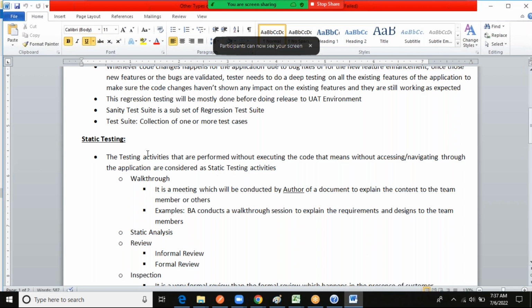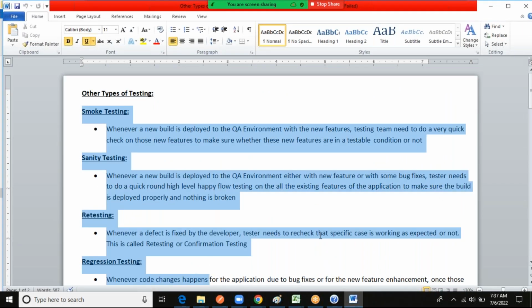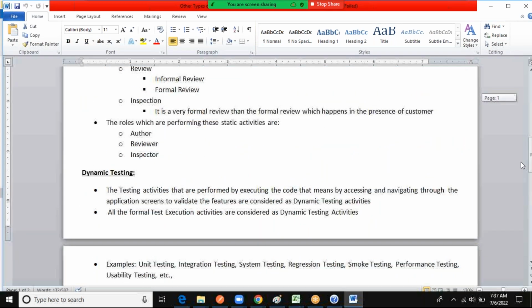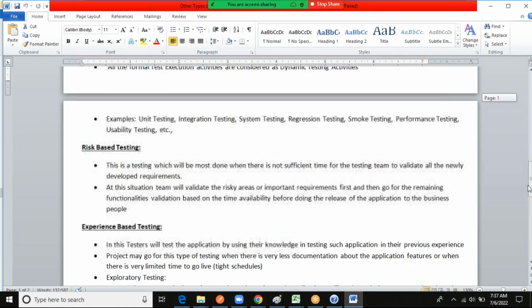Okay, hello everyone. Good morning once again. We have discussed other types of testing yesterday. We have discussed a lot of other types. All of them are functional testing types only, which we have discussed. Any questions from previous class?